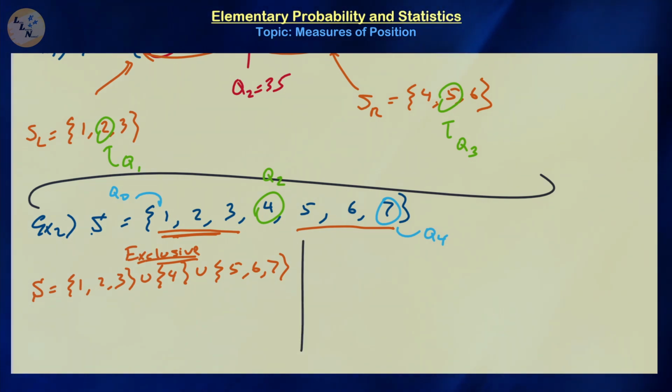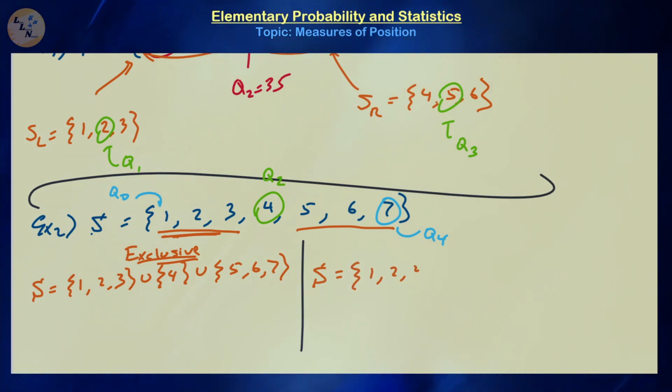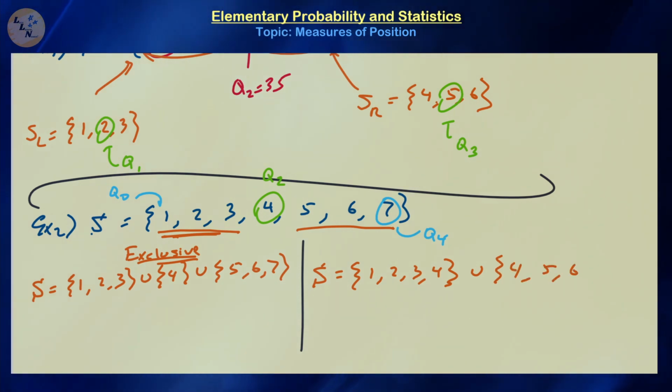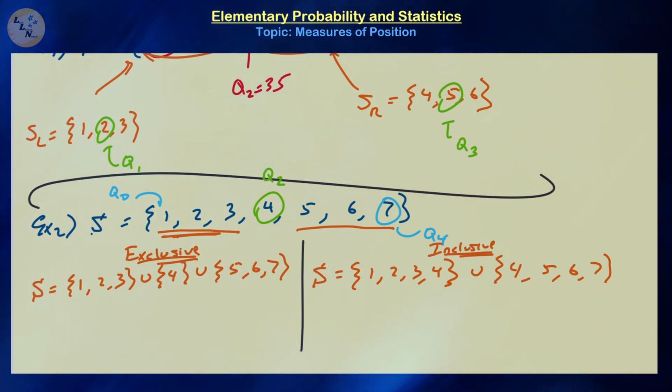So that's one version. Or you could include the 4 in the left and the right. So for example, you can represent S as {1, 2, 3, 4} union {4, 5, 6, 7}. Keep in mind the union is still the original set. So this is going to be the inclusive approach because we're including the median in both the left and the right.